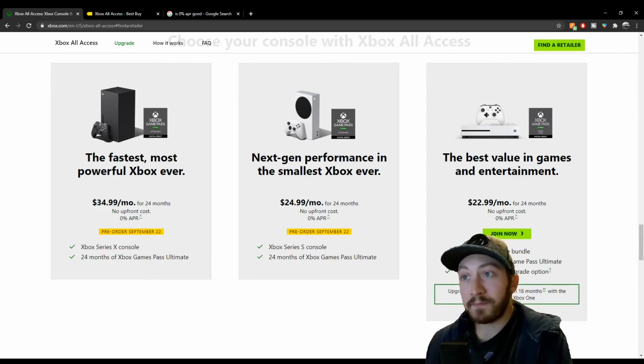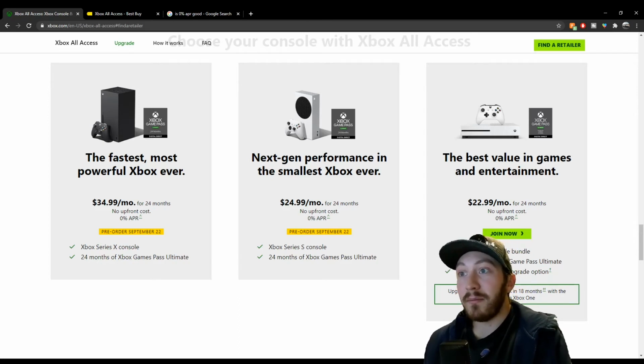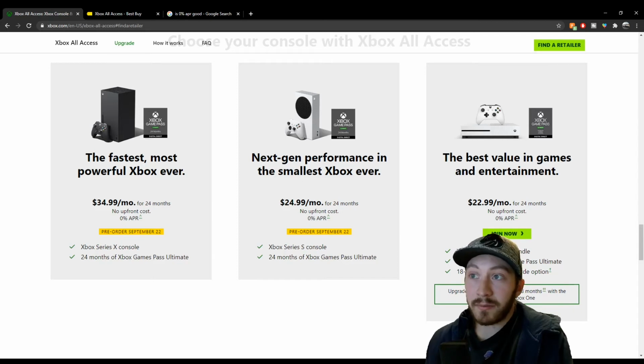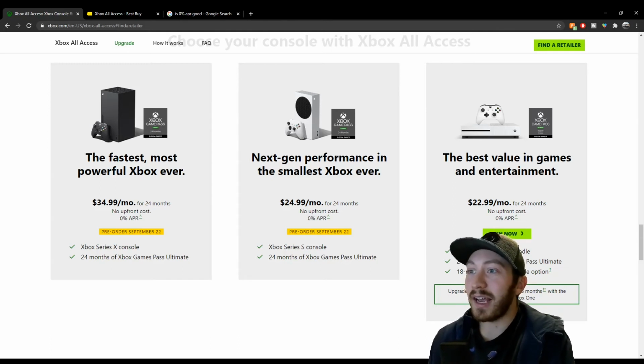Not only that, but because of the no interest rate, that's awesome. Also, since this is a monthly bill, you're going to earn credit from this. So your credit score could thank you just for playing games, which, how cool is that? I wish this was a thing back in high school.